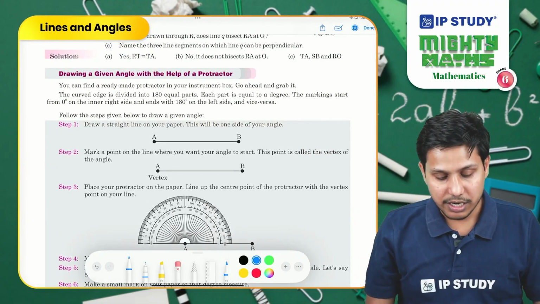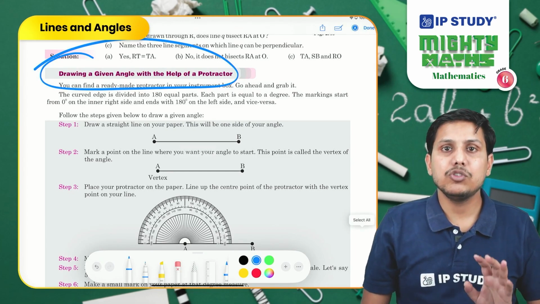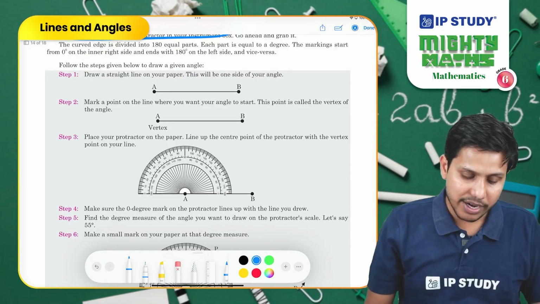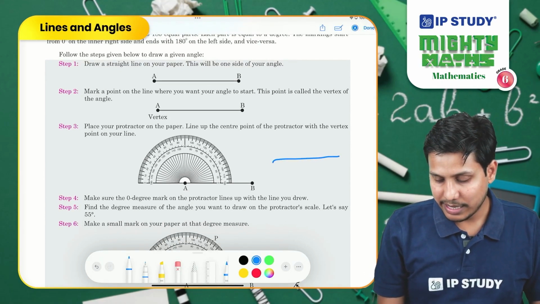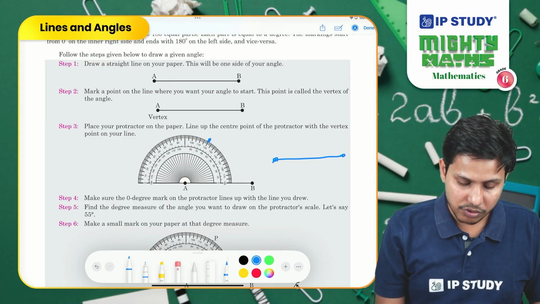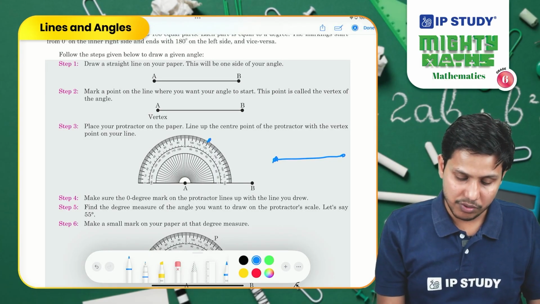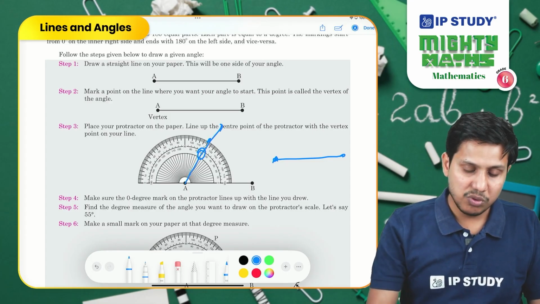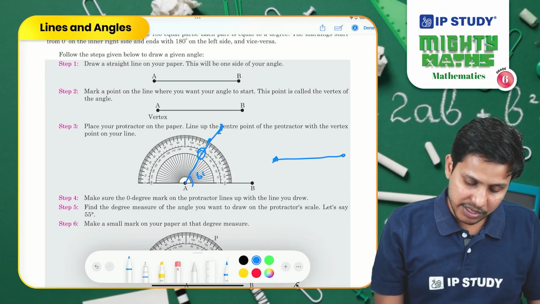Now next is drawing a given angle with the help of a protractor. Similar to measuring an angle using a protractor, we can use the same protractor to draw an angle also. So how can we do it? If we want to draw an angle of 60 degrees, we can draw a line segment first of any required length, and after placing the protractor, we see where 60 degrees lies. If we are measuring in the anti-clockwise direction, as I have already told you, then this is 60 degrees. So I draw a line like this, passing through 60 degrees. Now this angle will be measuring 60 degrees.